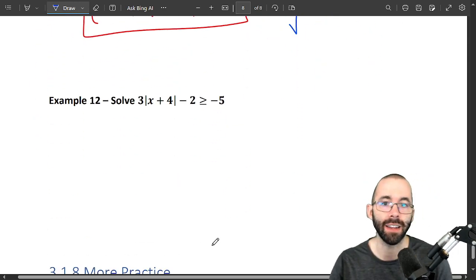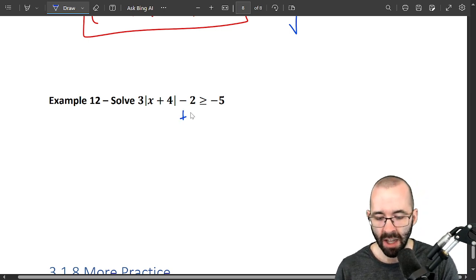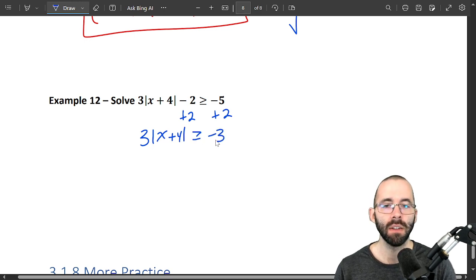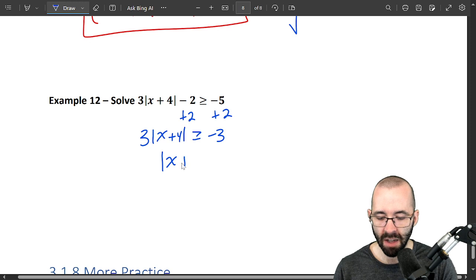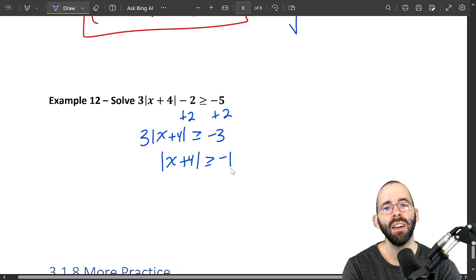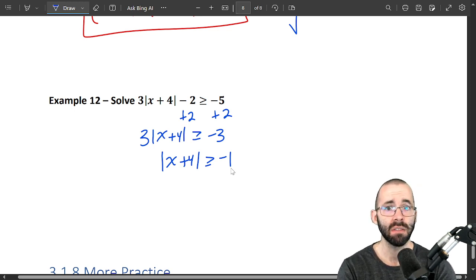All right, what can go wrong in these? Let's isolate the absolute value. We'll add 2 to both sides to get that 3 times absolute value of x plus 4 is greater than or equal to -3. Divide both sides by 3, absolute value of x plus 4 is greater than or equal to -1. When is an absolute value bigger than a negative number? Always. I don't even need to know what x is.